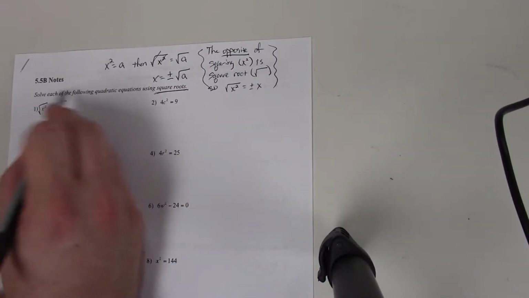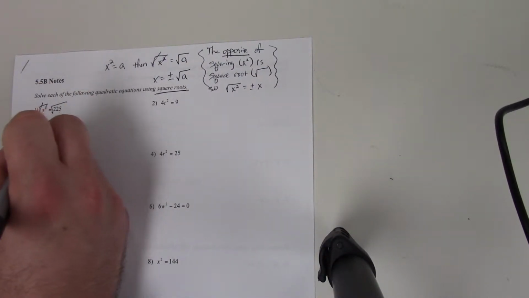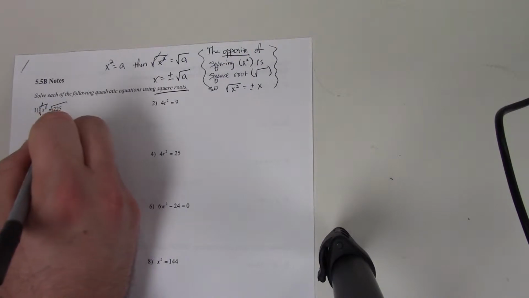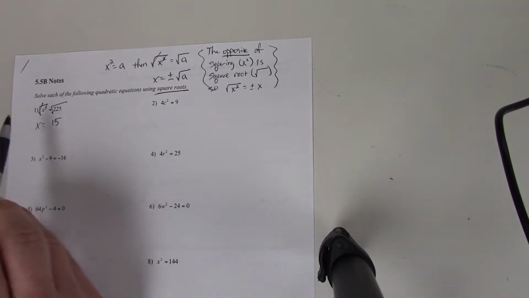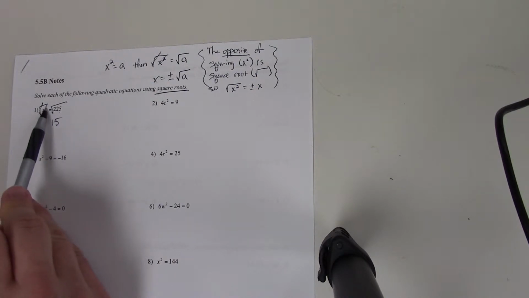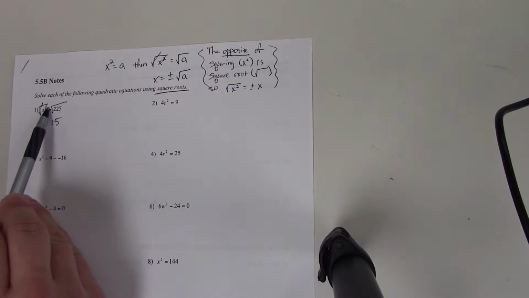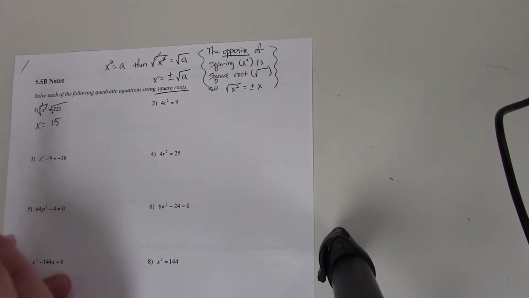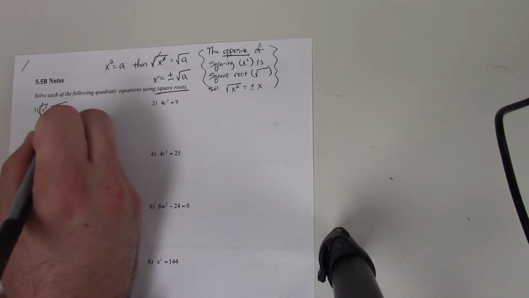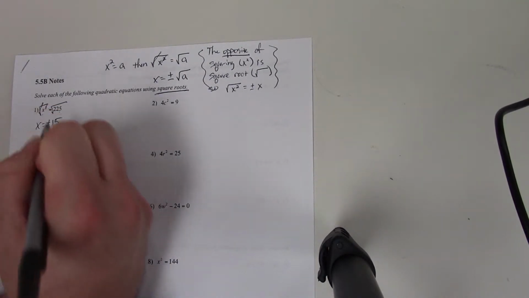So again, I square root both sides here. The square and square root cancel. I get x equals, well, the square root of 225. Again, if you look at your multiplication chart, you can see it's 15. But let me show you something. If I plug 15 in here, 15 squared is 225. However, negative 15 squared, remember that means negative 15 times negative 15, and a negative times a negative is a positive, also works to give me 225. And that's why it's plus or minus.